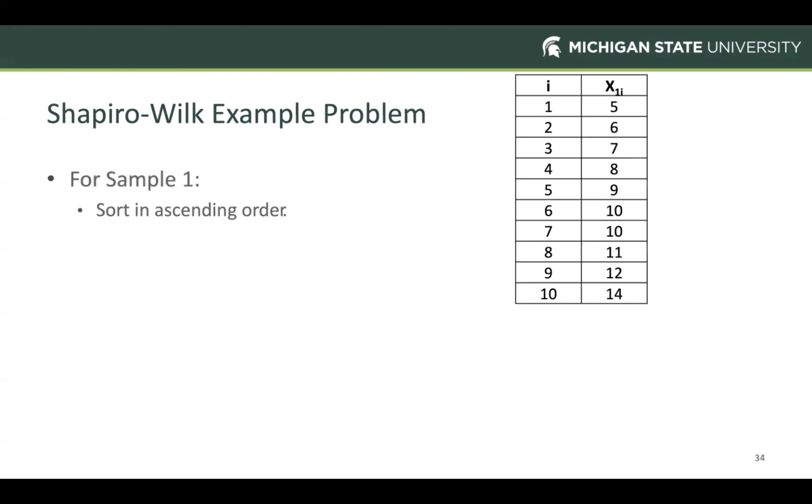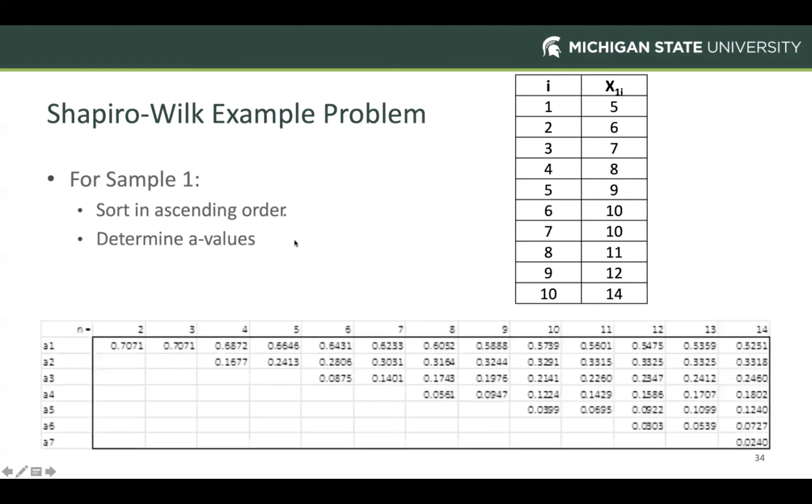And so with sample 1, the first thing we're going to do, as I had noted, is sort our data in ascending order. In this case, I should note the i's are different than what we had seen in the preceding slide. In this case, it just relates to the ordering. So our smallest observation, x sub 1,1, is 5 in this case. Our largest observation, x sub 1,10, is going to be equal to 14.